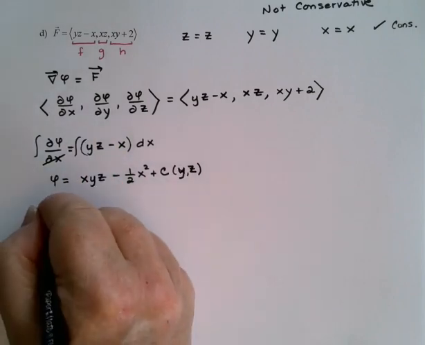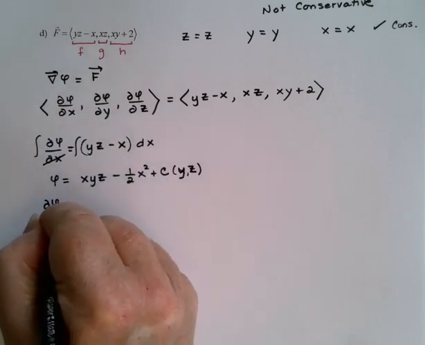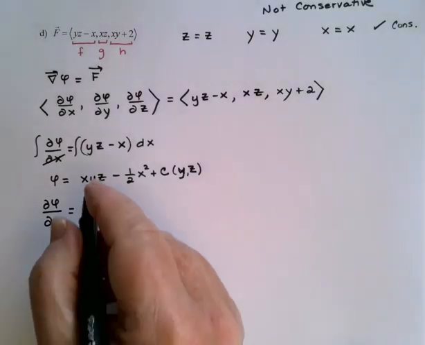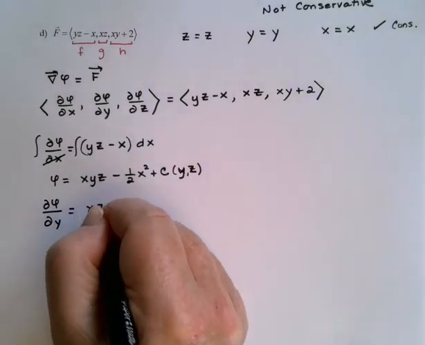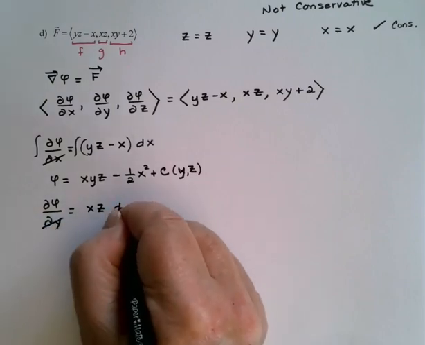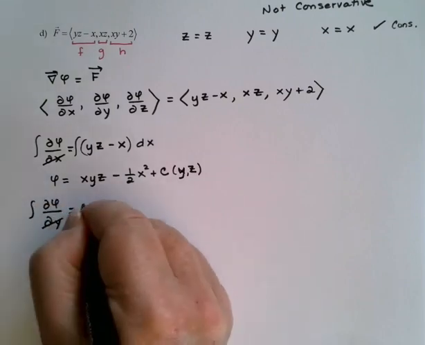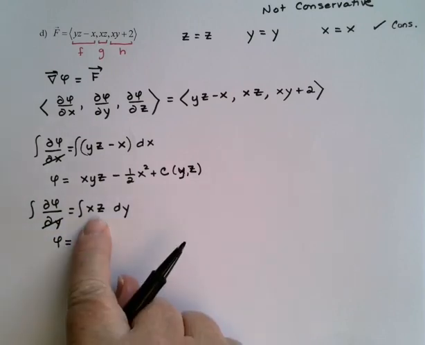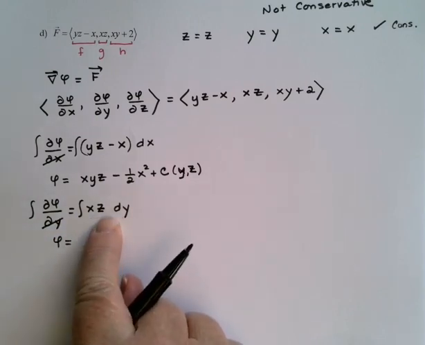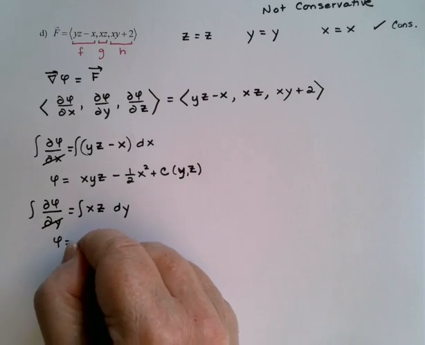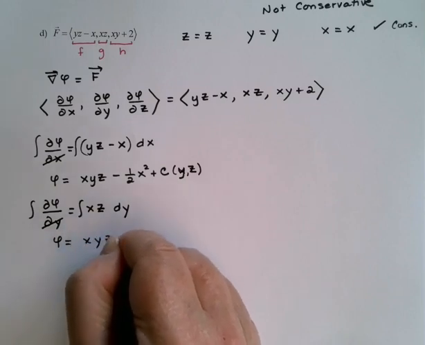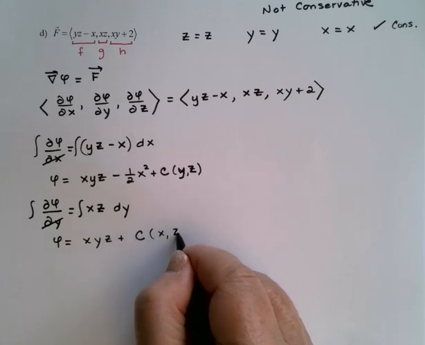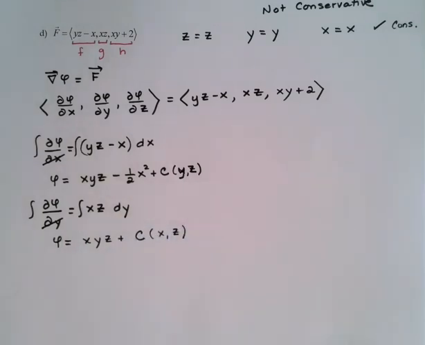Second component, partial of phi with respect to y equals xz. Bring the dy over and integrate. And this is constant with respect to y, so we're just going to get xz times y, or xyz, plus a constant, but that could depend on both x and z since y is the only variable here.